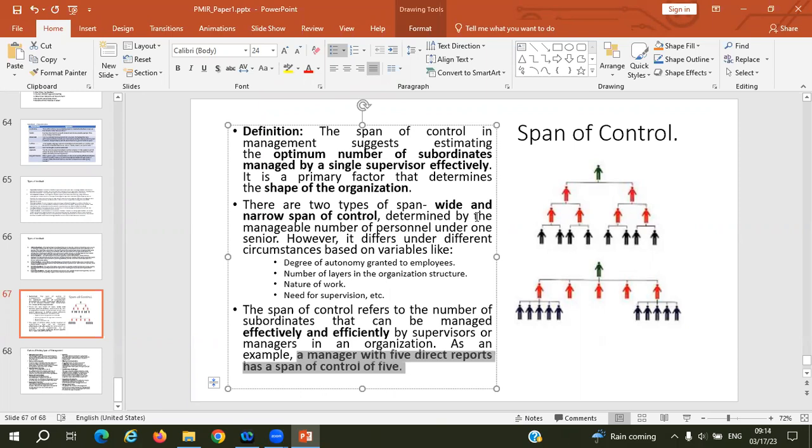You have the capacity, or we will read it. What are the factors defining the span of control? How is it decided? There are many factors. Depending on that, an organization will have the design of work.